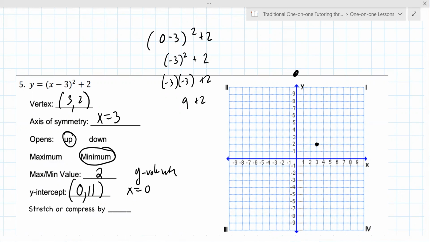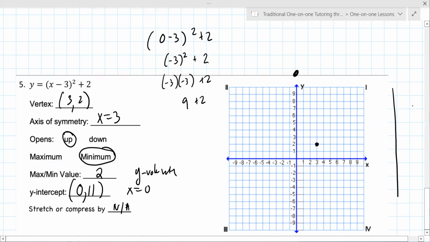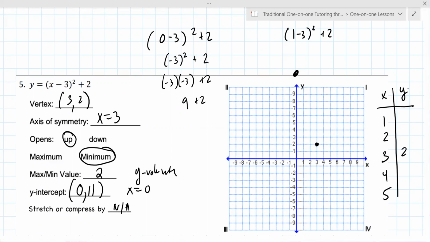The point is way up here, but don't worry about it because it's not that important. There is no stretch or compress. So let's quickly make a table here. We know that at 3 it's 2, so we need 2 smaller and 2 larger. I want you to put 1 into the equation: 1 minus 3 squared plus 2.